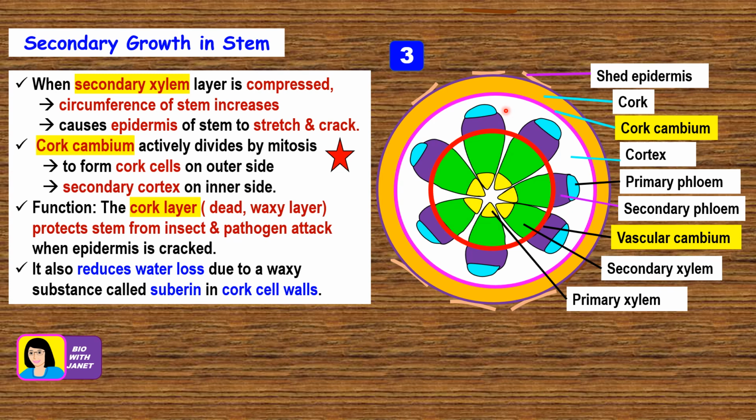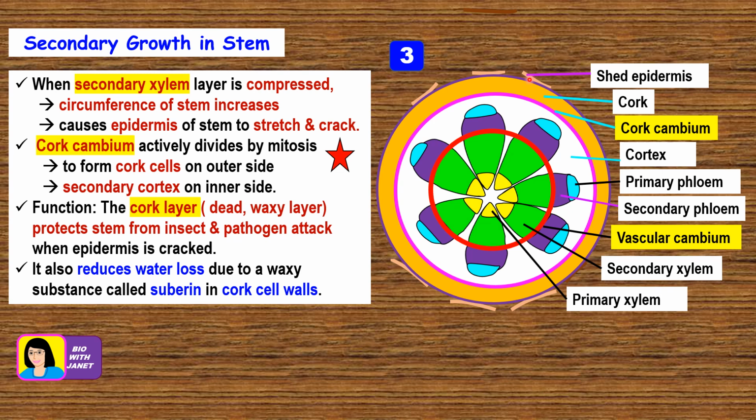Now the cork layer consists of cells that are impermeable to water, it does not allow water to pass through it, and it's also made up of dead cells with a waxy substance inside called suberin on the walls of the cells. So the cork layer protects the stem from insect and pathogen attack when the epidermis has cracked and is shed. Shed means that it drops off. Okay, so the epidermis no longer functions to protect the outer part of the stem, so the cork layer will take over from there.